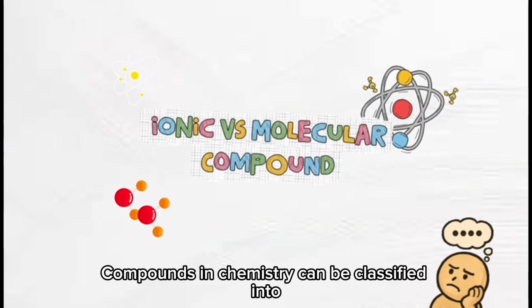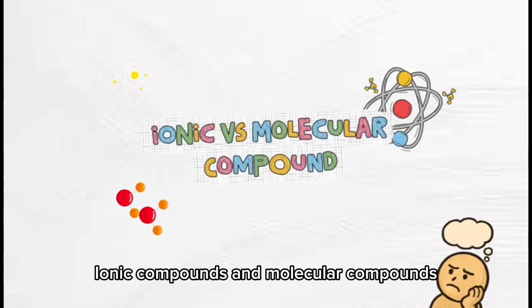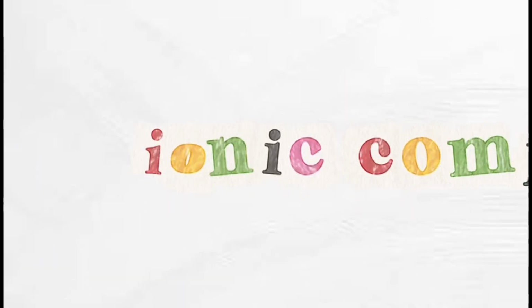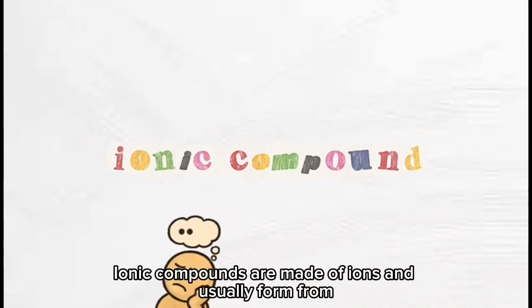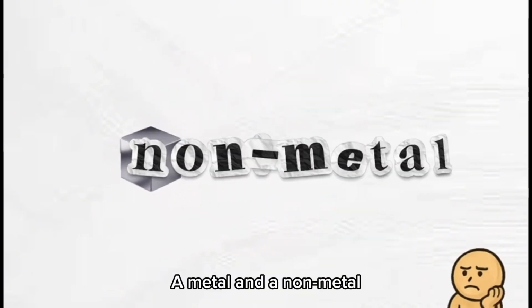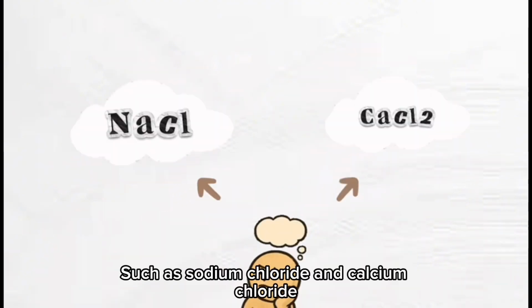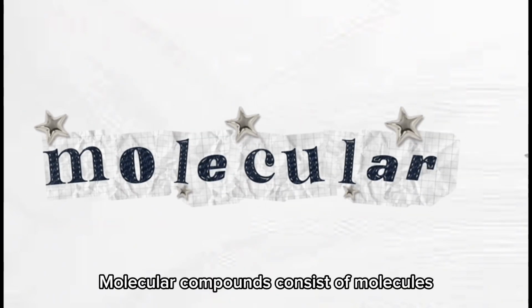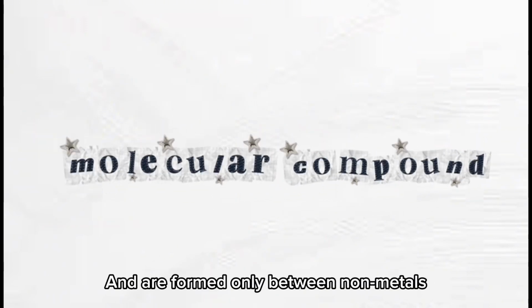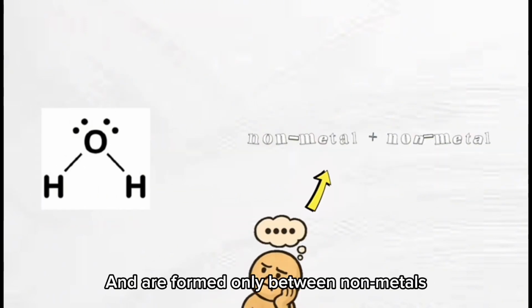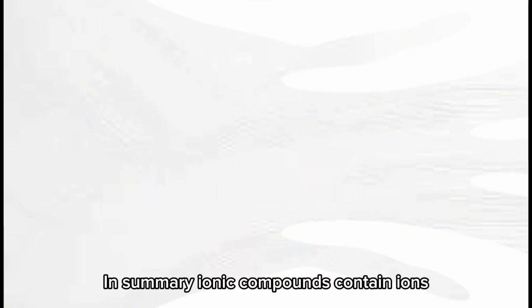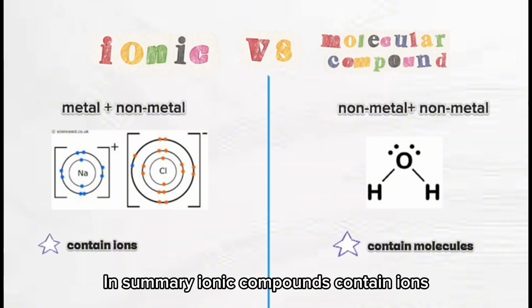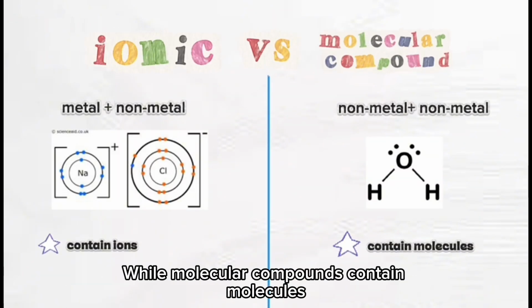Compounds in chemistry can be classified into ionic compounds and molecular compounds. Ionic compounds are made of ions and usually form from a metal and a non-metal, such as sodium chloride and calcium chloride. Molecular compounds consist of molecules and are formed only between non-metals, like water. In summary, ionic compounds contain ions, while molecular compounds contain molecules.